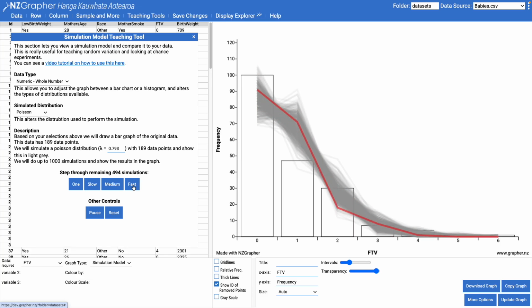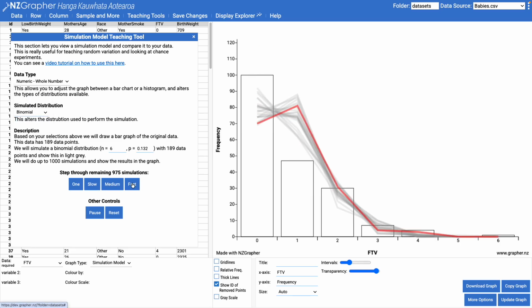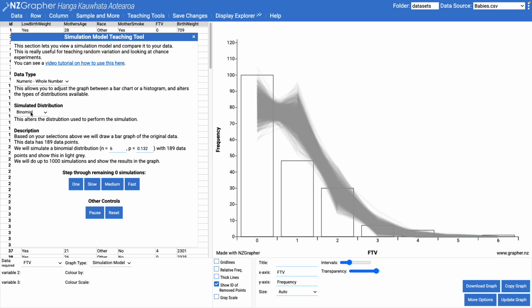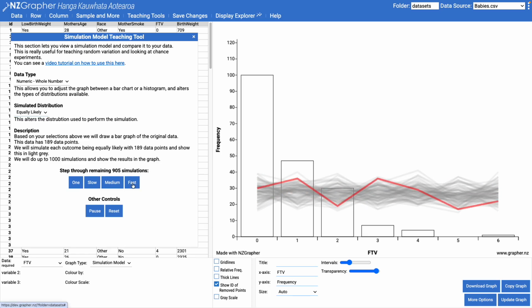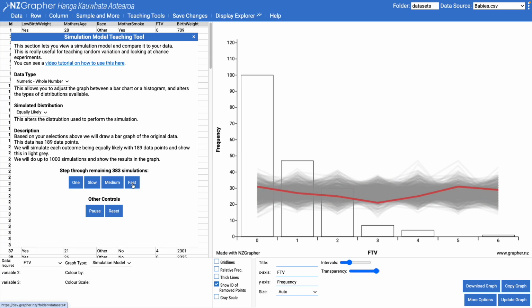Same principle, it overlays what the data looks like over the top. So that's a Poisson distribution. We can do the same with a binomial distribution. Or we could do the same with equally likely. Now the way equally likely works is it assumes that each of the numbers along the bottom here are equally likely to happen. So that ends up looking like that. So that one there very much does not fit the data well at all.